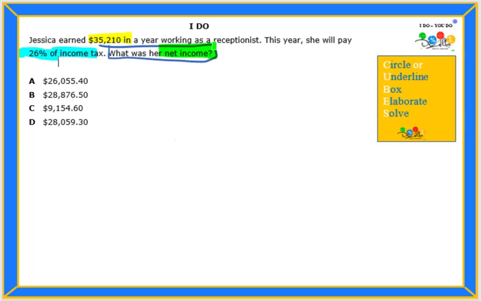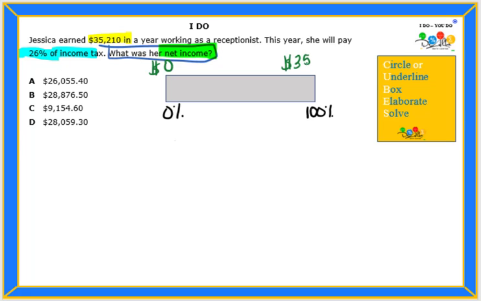So since we have a percent and it's asking about the income tax, we know that we are going to set up a percent box. In our percent box, we have the percent side, and we will put 0% at the beginning all the way to 100%. So on the dollar side, we have what would correspond with 0%. That's right, $0. And what would correspond with 100%? So 100% of the income is 35,210.